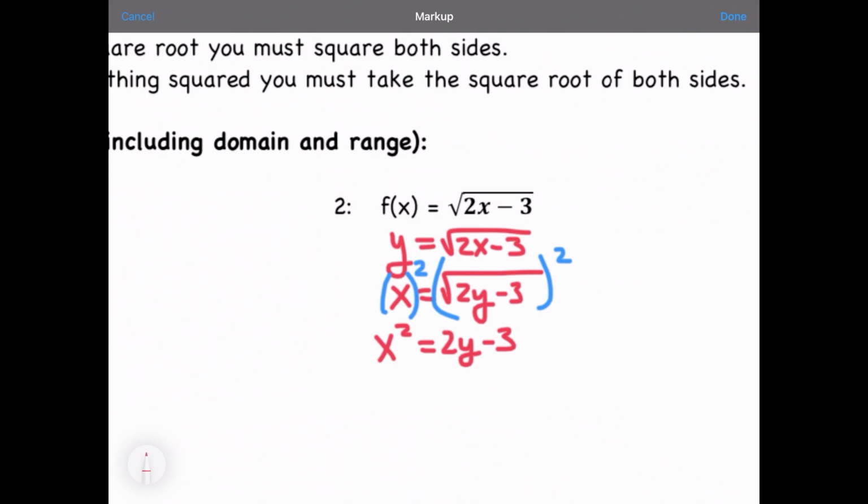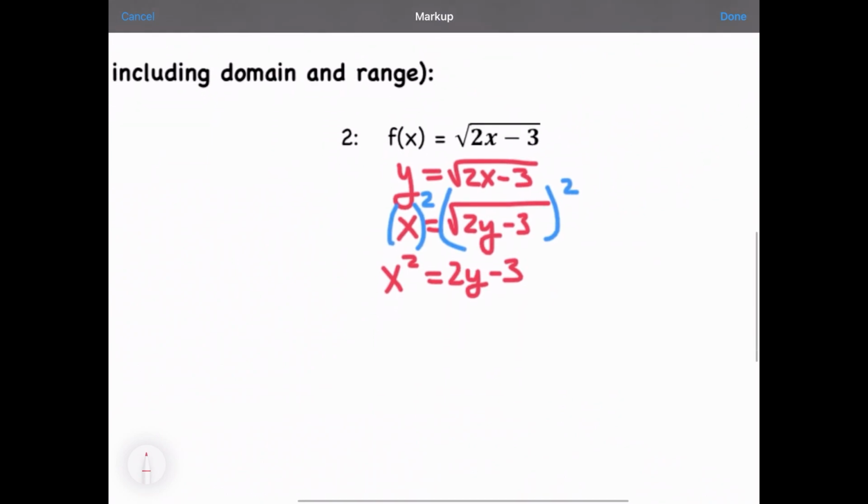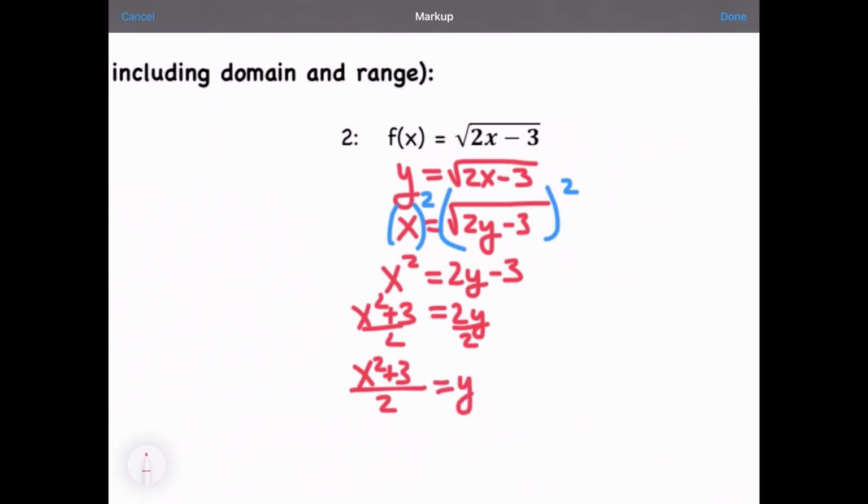So then I just solve for y. I'm going to add 3 to both sides. So I'm going to have x squared plus 3 equals 2y. When I divide by 2, I end up with x squared plus 3 divided by 2 equals y, which in this case is now f inverse of x.